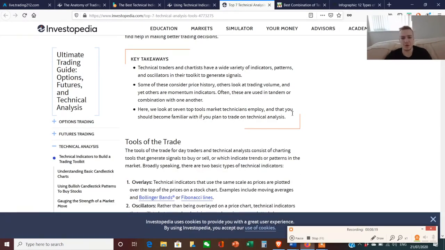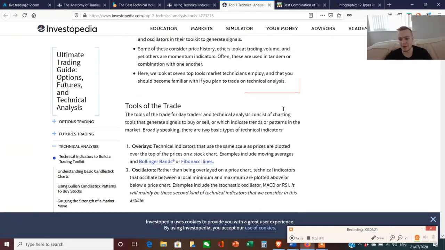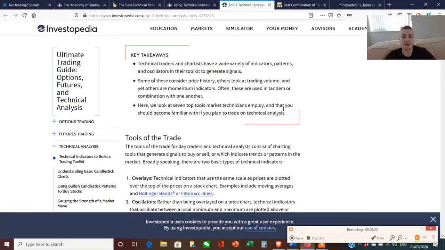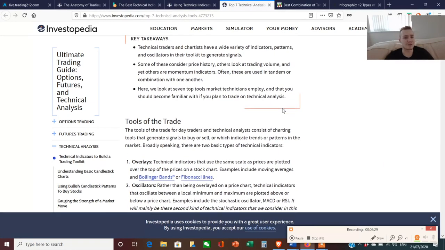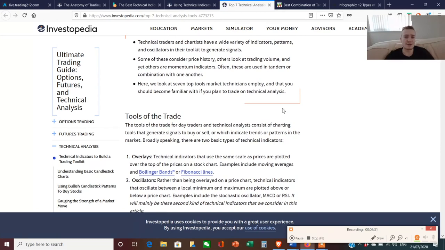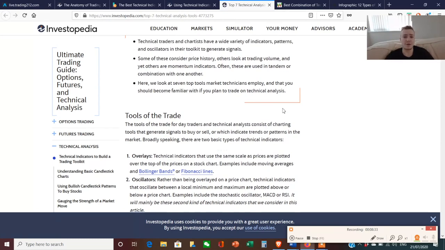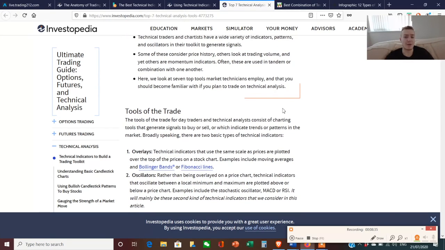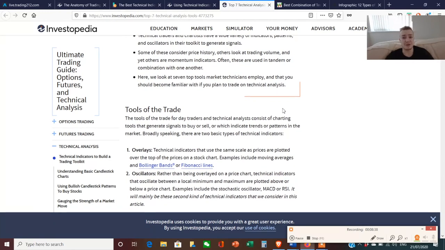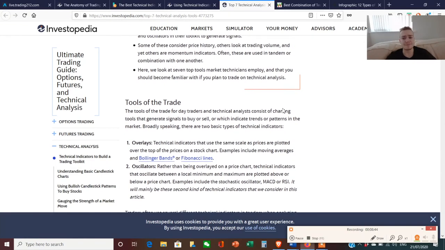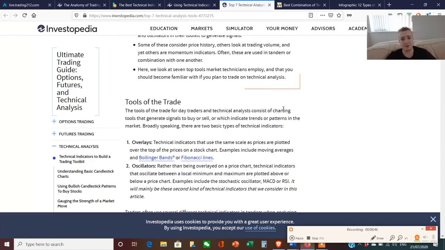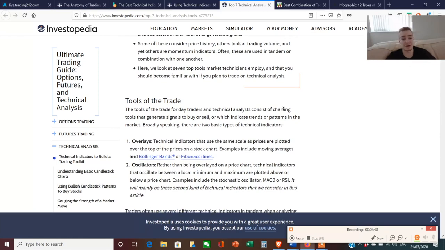So right, let me try and storm through this now quickly because I'm already 8 minutes in. So key takeaways: technical traders and chartists have a wide variety of indicators, patterns, and oscillators in their toolkit to generate signals. Some of these consider price history, others look at trading volume, and yet others are momentum indicators. Often these are used in tandem or combination with one another. Here we look at 7 top tools market technicians employ and that you should become familiar with in your plan to trade on technical analysis.